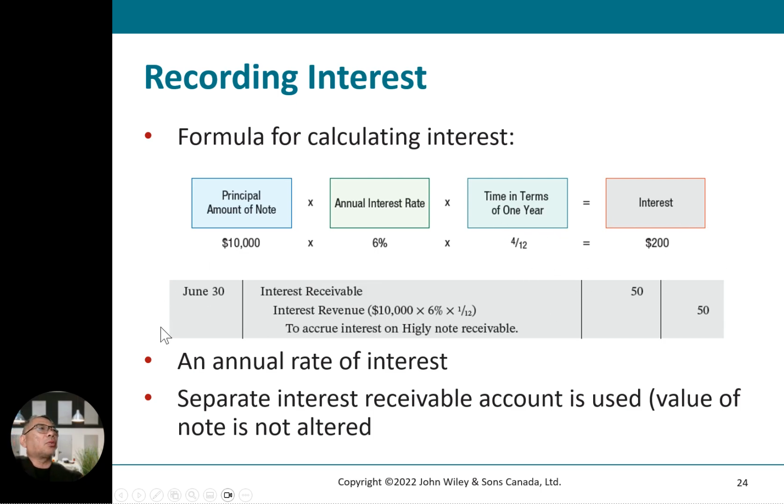So on June 30th, for the 1 month, interest receivable will be a $50 debit. Interest revenue will be 10,000 times 6% times 1/12, which is a $50 credit. So this is basically to accrue interest on the note receivable. An annual rate of interest is used, and a separate interest receivable account is used to value the note as accrued.